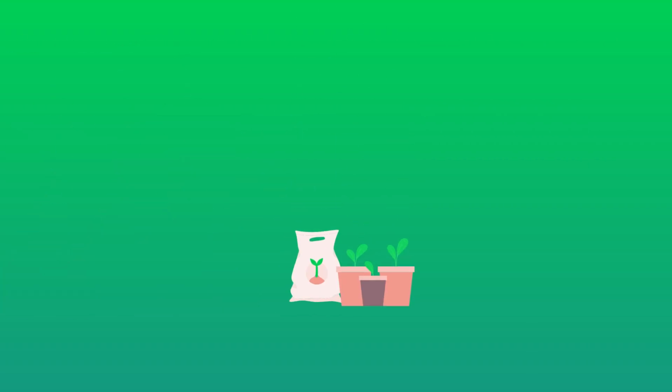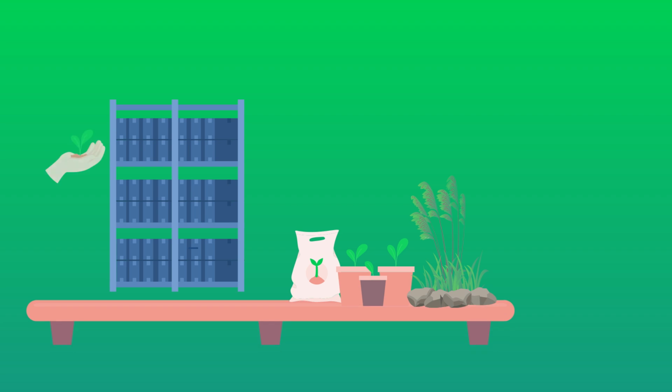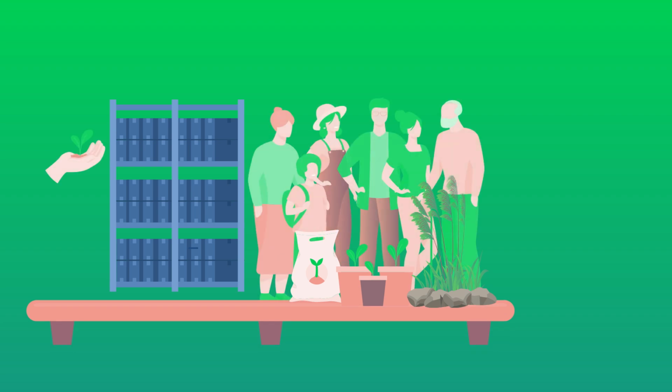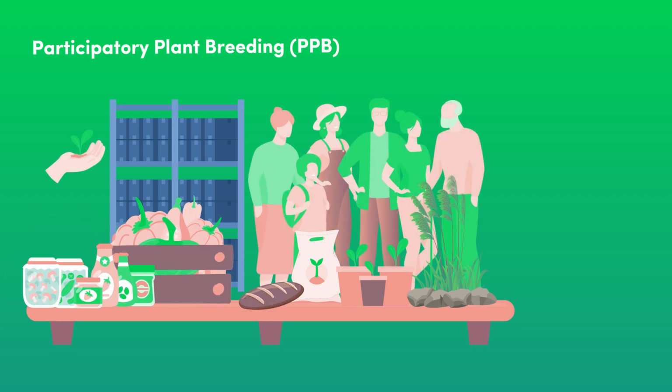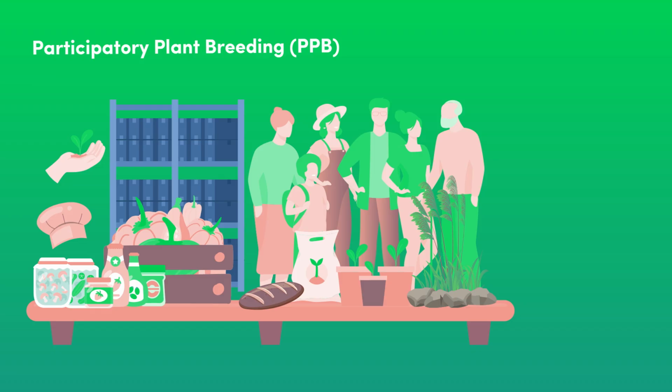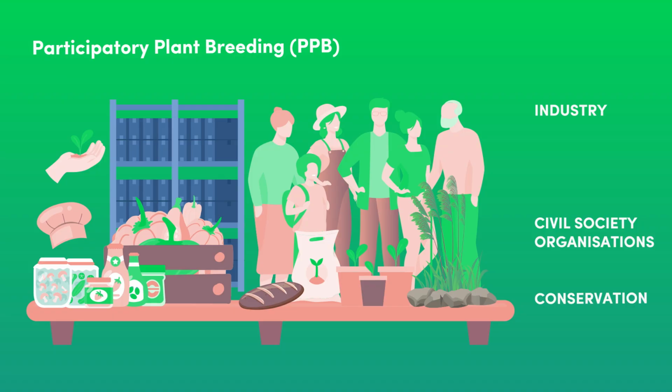Participatory approaches can be used to develop pre-breeding and breeding programs. A participatory plant breeding program involves all the actors potentially interested in using the new variety being developed. These actors come from the civil society organizations, industry, conservation, and farming sectors, and contribute their needs and expertise to the overall breeding process.